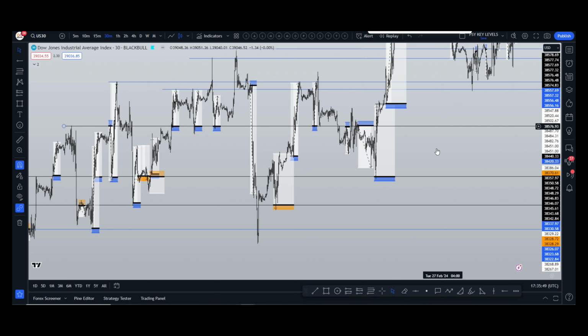I hope the strategy was helpful. I only came up with this about 4 or 5 days ago. It works perfectly for US 30. The market's always changing. It might work today, tomorrow, for a week, a month, whatever, for a year. It will not always work in the future. That's just how the market is.